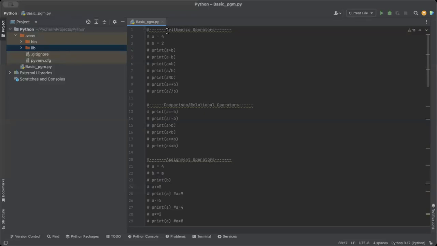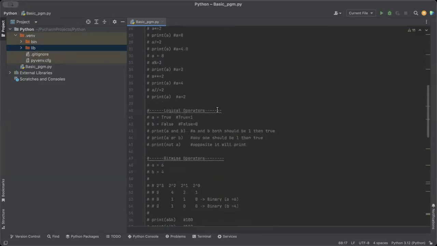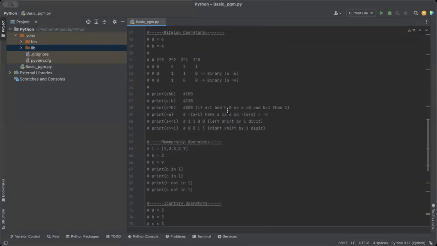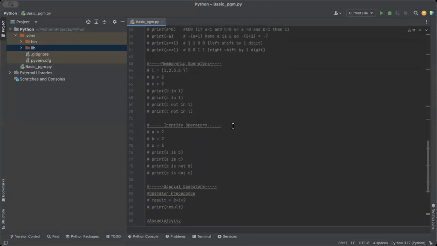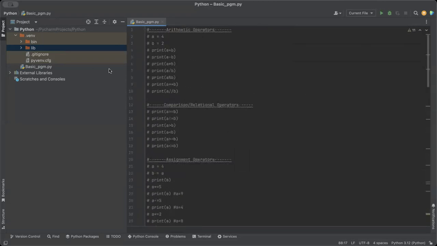We have arithmetic operators, comparison or relational operators, assignment operators, logical operators, bitwise operators, membership operators, identity operators, and special operators. Let's start with one by one. What are arithmetic operators? These are used to perform mathematical operations such as addition, subtraction, multiplication, division, modulus, exponential or power, and floor division.